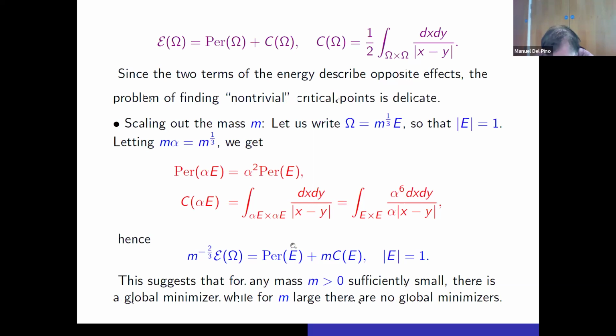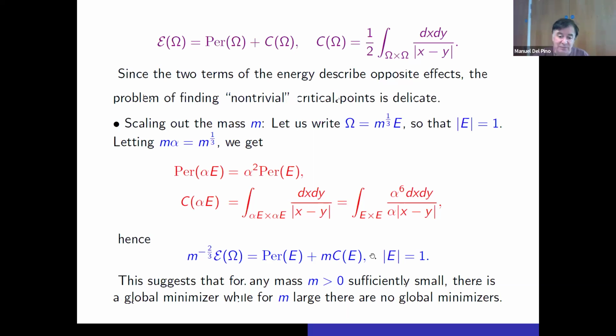So you observe what happens. The problem of minimizing this functional for volume equal to 1 is equivalent to minimizing this quantity for E, and it is to be expected that if the m is small, then this term will have a lower order influence, and then the perimeter should be the leading order term, okay? So this is why I say here, this suggests that for any mass m sufficiently small, there is a global minimizer, while for m large, there are no global minimizers.